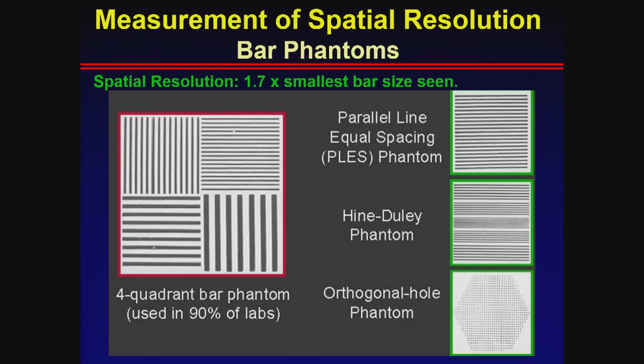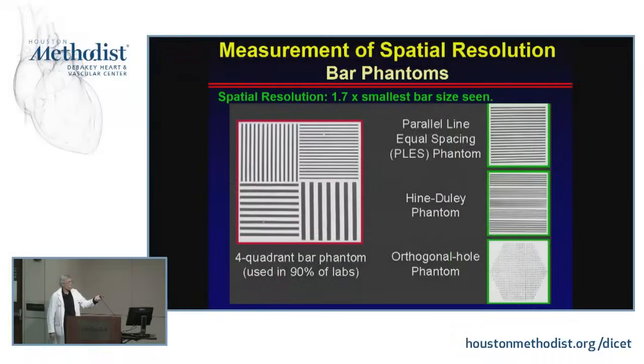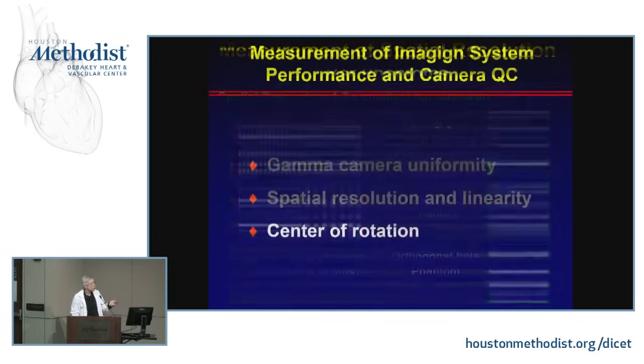This would be the best if you could discriminate between those bars. And it turns out that using a bar phantom, the spatial resolution is determined by about 1.7 times the smallest bar size. So the full width half maximum is going to be about 1.7 times the smallest bar. We do these routinely, and we rotate these bar phantoms about 25%, so four different rotations every time we do these, to look at different parts of the crystal in different bars. So these are something we do to look at spatial resolution.